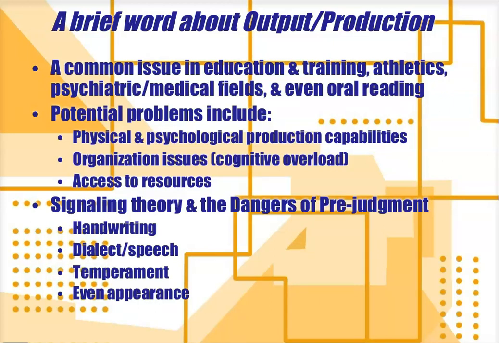Another difficulty with production problems being mistaken for processing problems happens with dialect or speech, especially with non-traditional dialects like African American English. Again, the production issue, the fact that the speech is being produced with different tones, is often mistaken for not being as smart in terms of content. Temperament can affect organization, even appearance. This is what you do when you go to an interview. And there's a guy named Rosenbaum who figured all this out, and he called it signaling theory. What he's saying is that most of the time we don't have the data that we need to make the judgment we need to make.